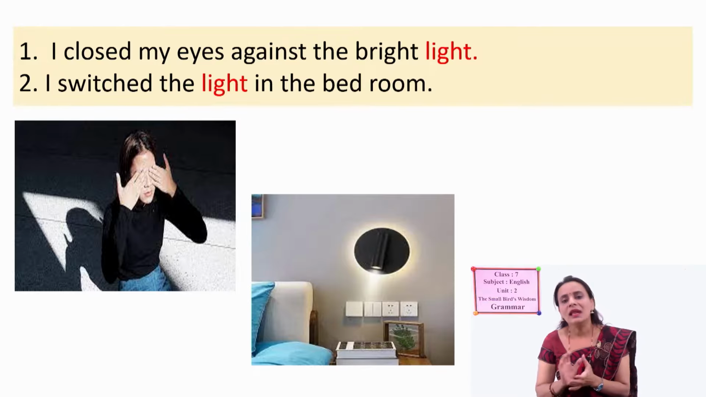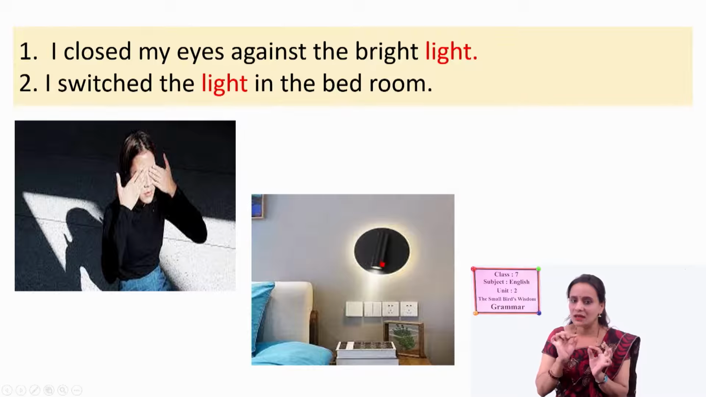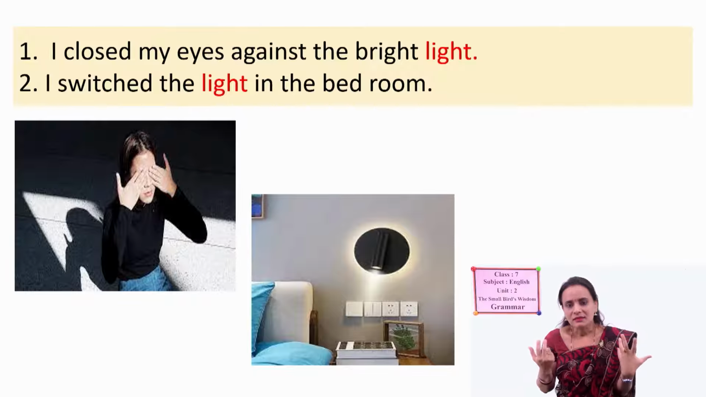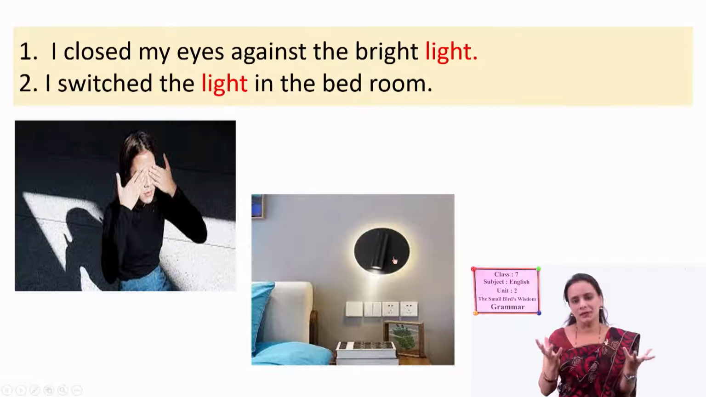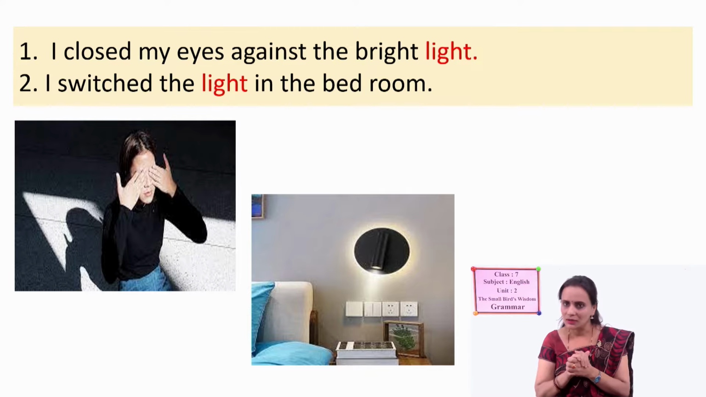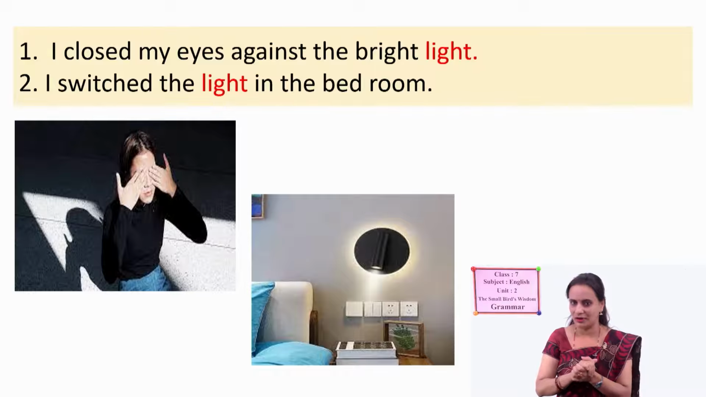Now, let's see another. I switched the light in the bedroom. You can see here in the picture, see? This is my bedroom and I switched the light in the bedroom. How many lights can you see here? One light, isn't it? You can see one light. So here I switch the light in the bedroom. One light means, is this light countable or uncountable? Very good, countable.